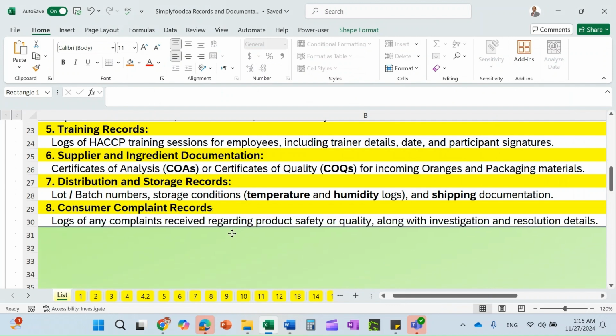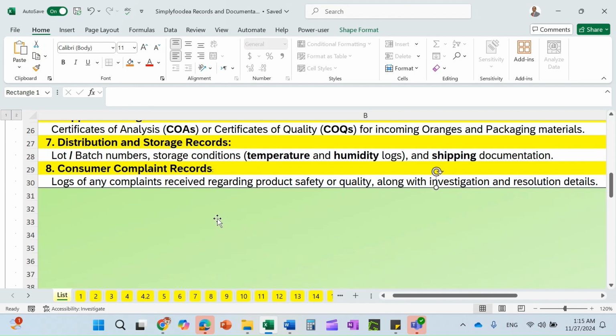For this consumer complaint, we must have a log of any complaint received from the customer or from the consumer, and these complaints must be related to the product safety or the product quality. We must have the investigation to know the main root cause, and what the resolution details and the corrective action taken by the company itself are.